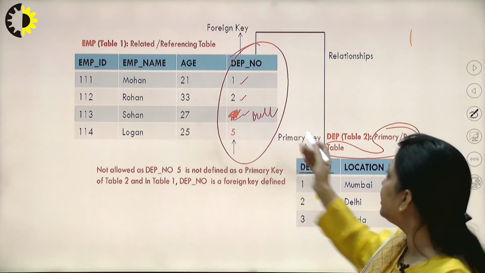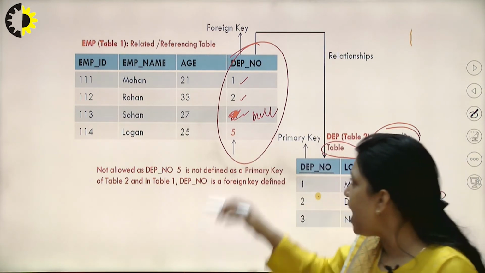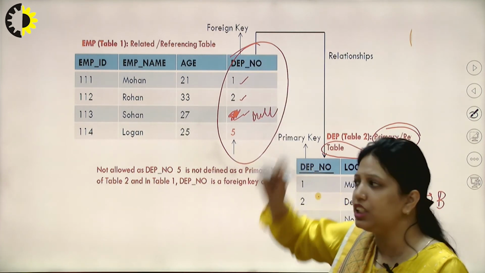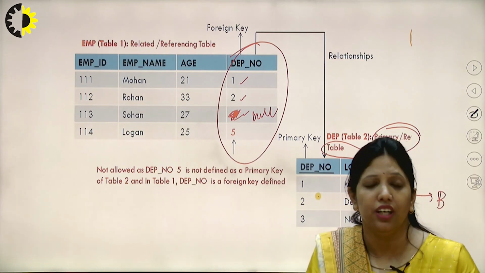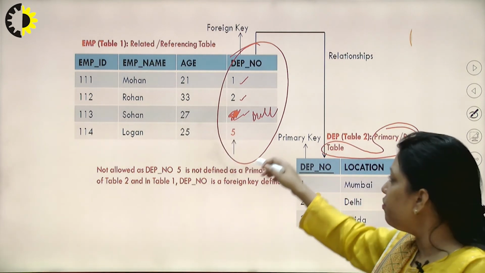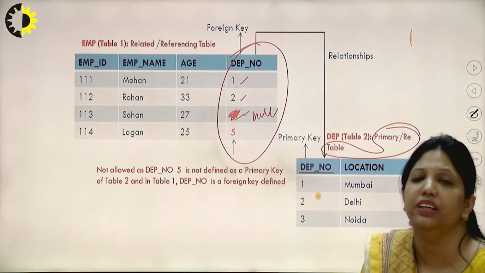So this is the concept of the referential integrity constraint, how we check for referential integrity. If we try to insert 5 into this referencing table or the related table, it will not be inserted. It will generate an error that we are not able to insert 5 here because this 5 is not present in the primary key.